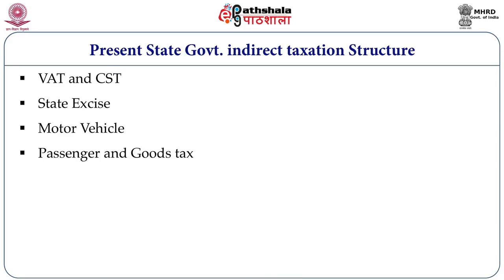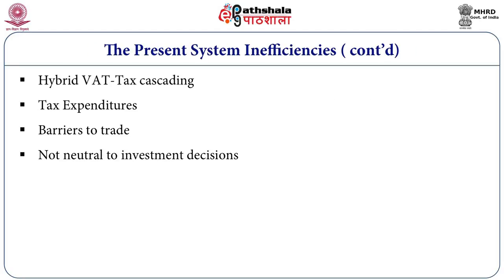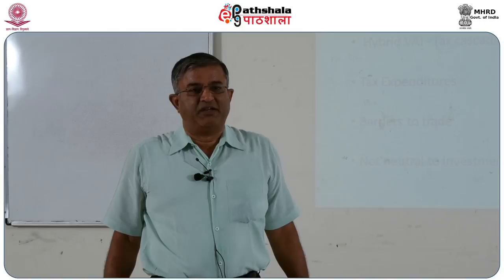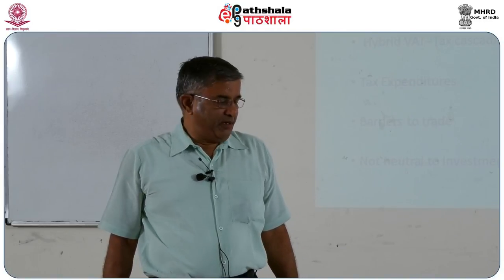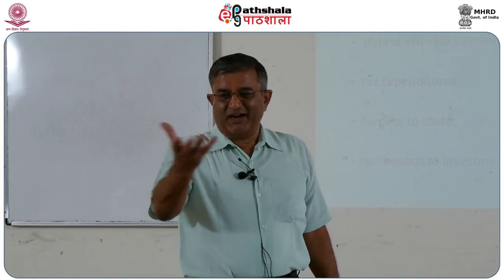State government levies VAT, motor vehicle tax, passenger tax; electricity duty is also levied. Now, I made this list. Of course, this is the ideal GST list. All these things should be inside, including electricity duty, which is not there, and state excise, which should not be left out. I'll come to the argument why these should be included. But except for these two, states are giving away entertainment tax, betting tax, luxury tax, entry tax. The present VAT system has what is called cascading. See, if you want to compete with the Chinese in the Thailand market for making, shall we say, the Chinese are expert at making everything, including, say, the Ganesh Murtis.